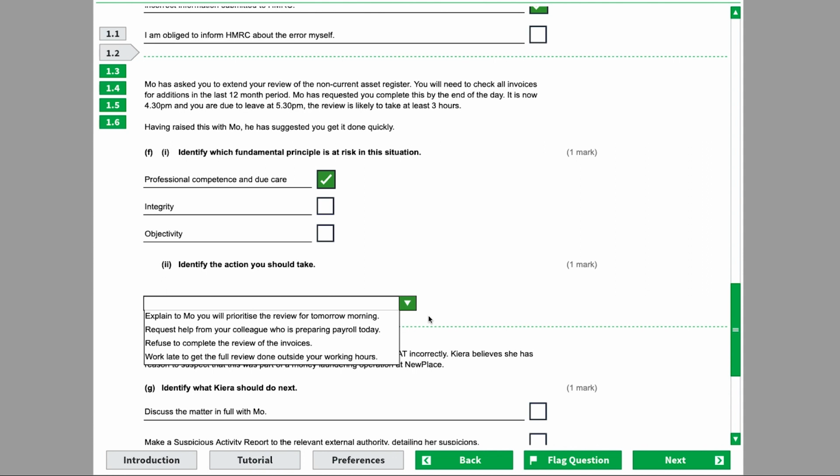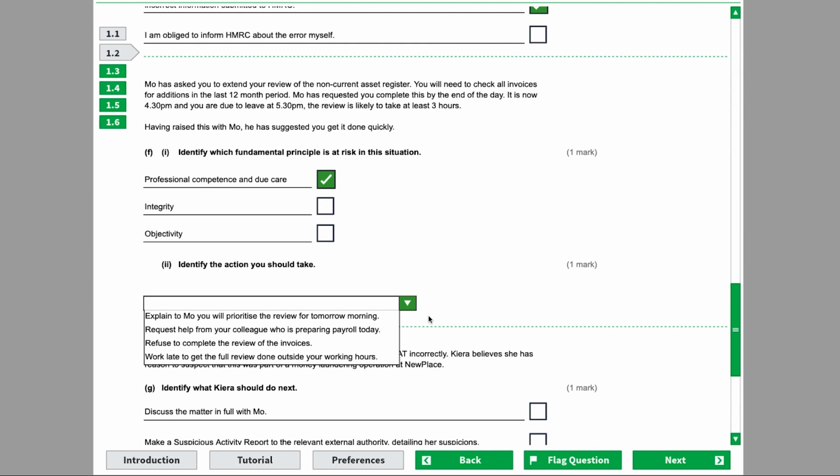So we have individual problems with each of the other options. It wouldn't really be fair to ask your colleague who's preparing payroll. They've clearly already got a job that again needs to be done accurately, so it wouldn't be any good asking them. Number 3, refuse to complete the review of the invoices. That is somewhat standoffish, so we wouldn't want to go down that route unless we absolutely had to. And by picking option number 1, you're still saying you can do it, but giving yourself the appropriate amount of time to be able to do it.